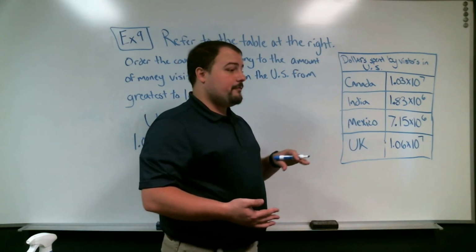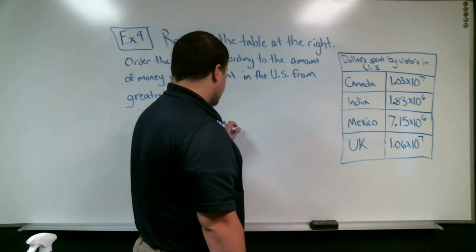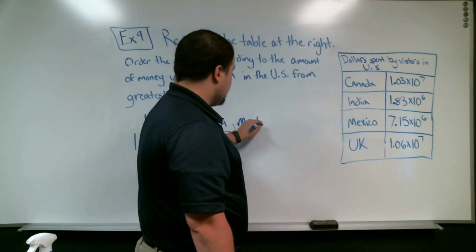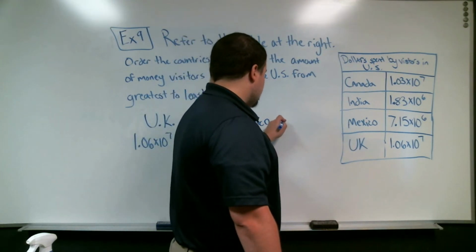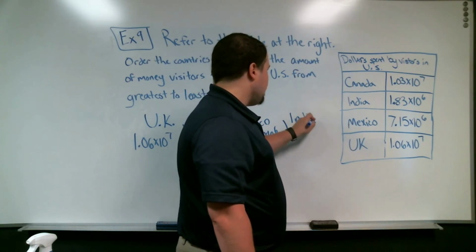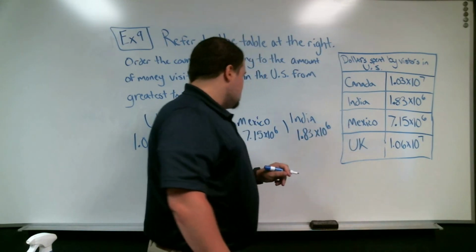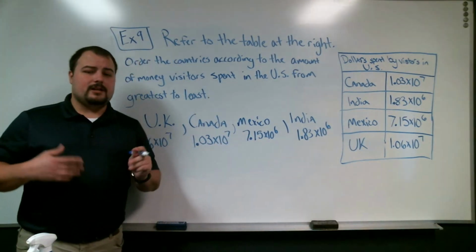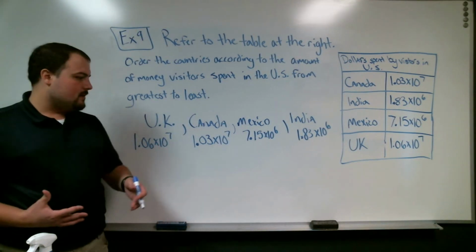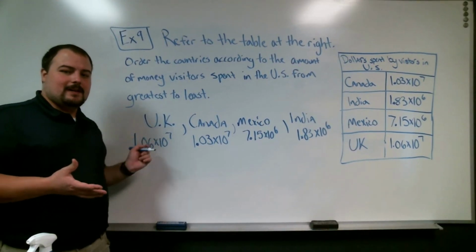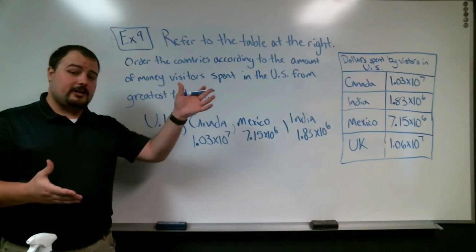Well, 7.15 is bigger than 1.83, and they both have the same exponent. So that means Mexico would be the next highest spending country, and that is 7.15 times 10 to the 6th power, which means our final country would be India, at 1.83 times 10 to the 6th power. So when looking at these, we can establish which one is the highest amount based on the exponent, because they're all numbers between 1 and 10, which makes them easier to look at. The exponent tells us which one is the highest, if it has the highest number in front and the higher exponent. So this is a way that we can use scientific notation to order numbers from greatest to smallest.